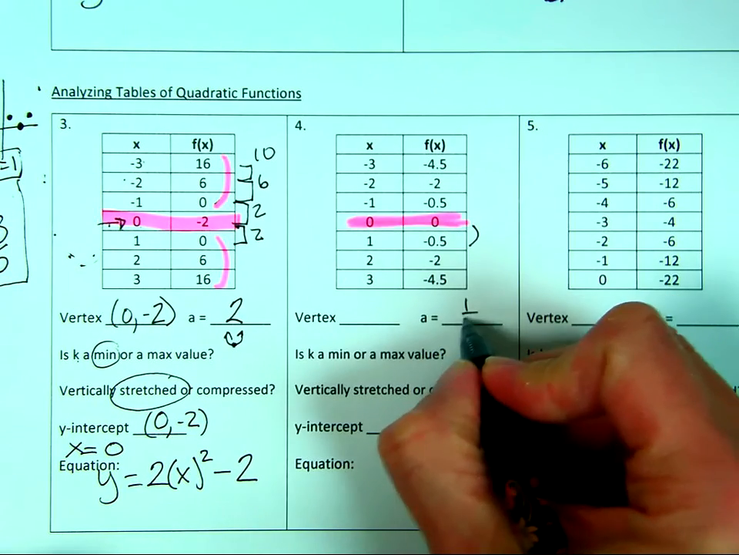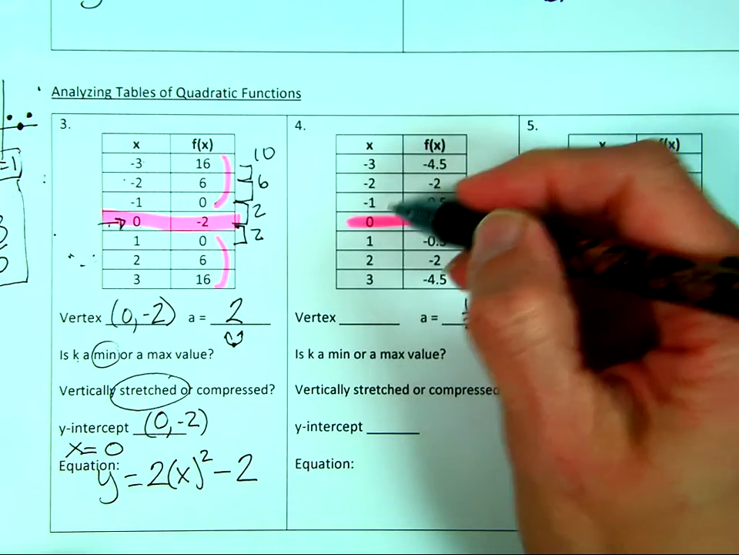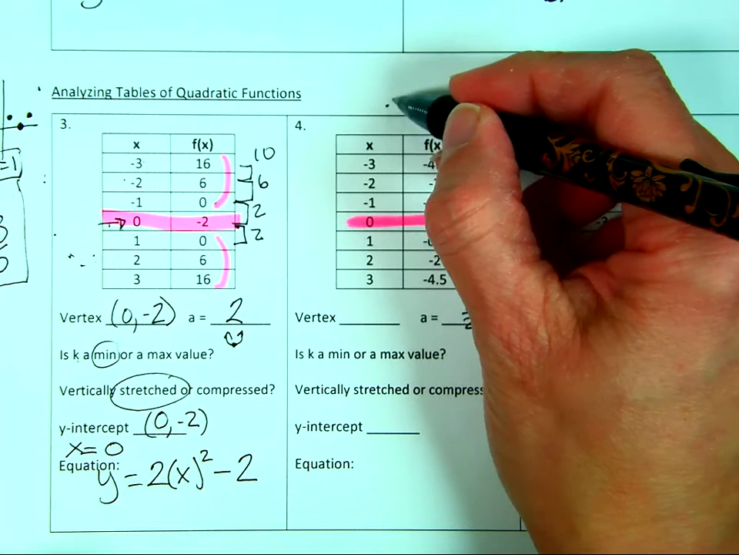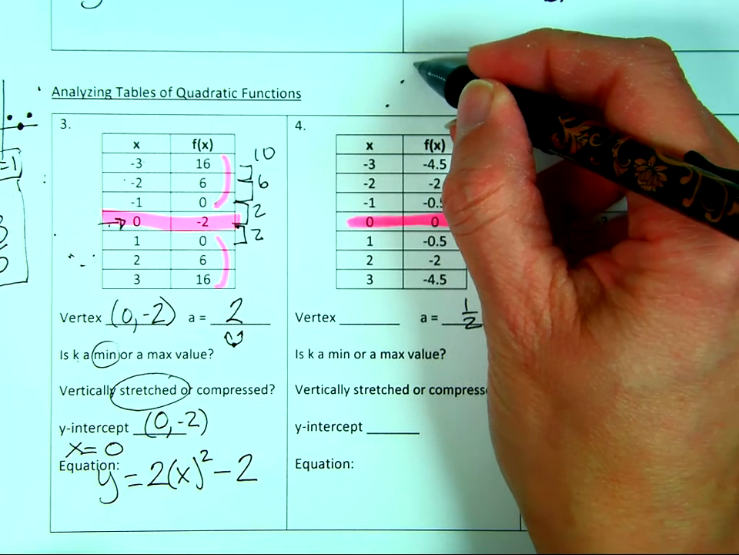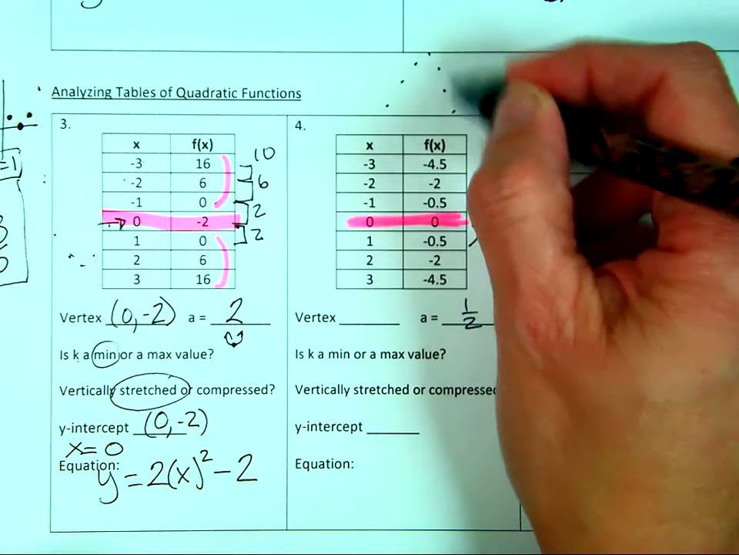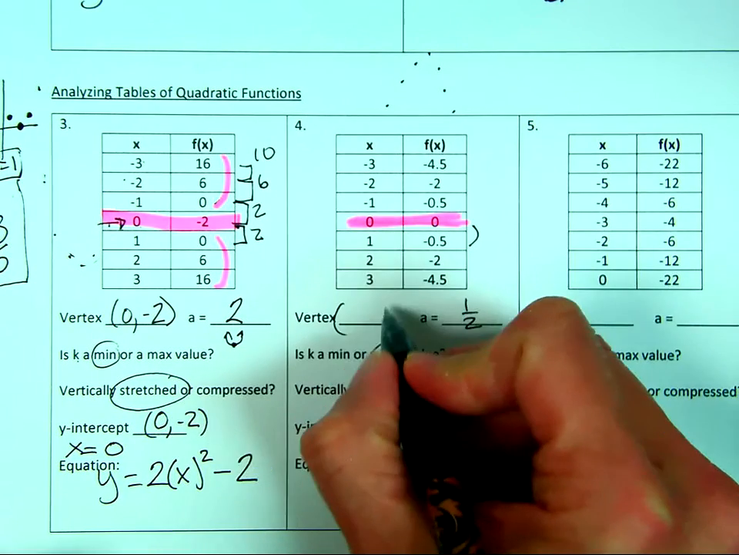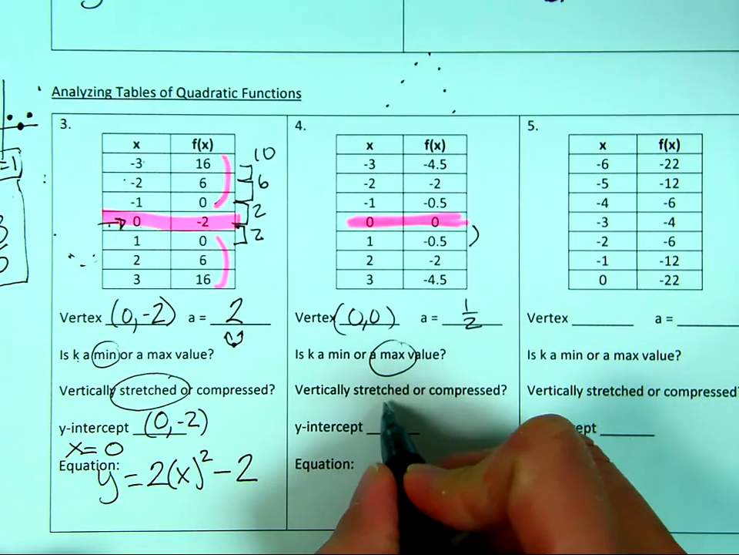Is it positive or negative? So I kind of look at my y values because these x values are the same. So I'm at -4.5, then I go up to -2, then up to -0.5, then 0, and then I come down again. So I can see that it's upside down. So that's going to be a maximum. And my vertex is 0, 0. Is it vertically stretched or compressed?